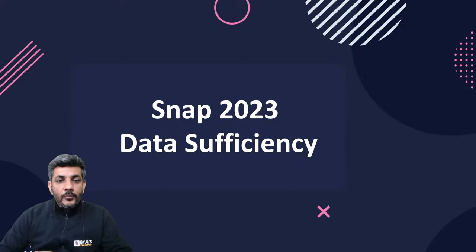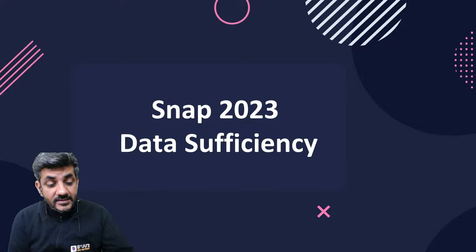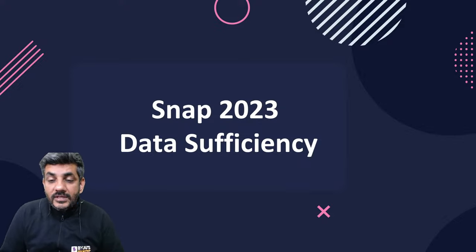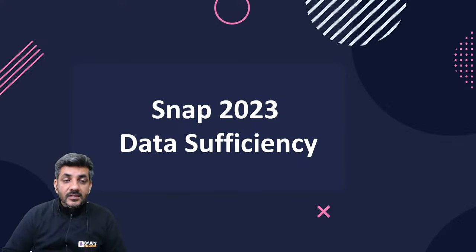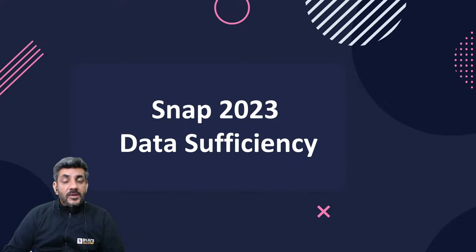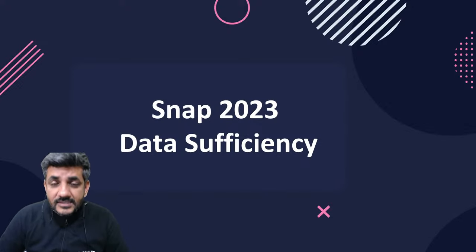Okay, so I think we can start with the class. What are we having today? SNAP 2023 data sufficiency. One SNAP is over yesterday. I'm sure you all must have gone through the analysis as well. If you have not, today at 7 p.m. we'll be having another analysis of that session, a re-analysis in a way. Plus, we'll be discussing some questions which are just like the questions that have appeared in yesterday's SNAP.